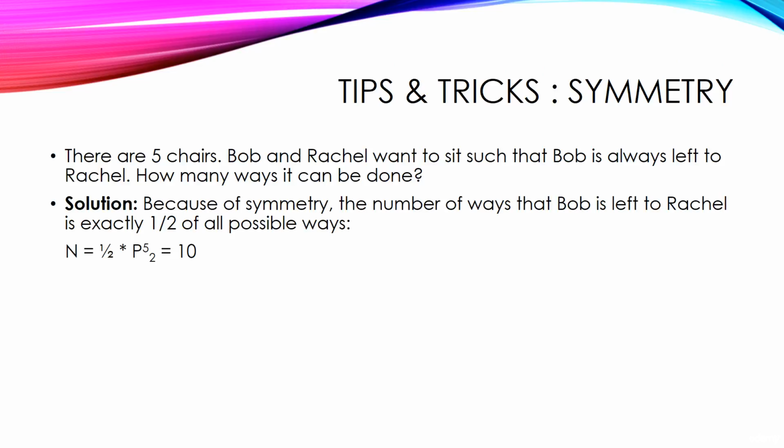Some tips and tricks to remember: symmetry. Let us look at one example using this. There are 5 chairs. Bob and Rachel want to sit such that Bob is always left of Rachel. How many ways can it be done? Because of symmetry, the number of ways that Bob is left of Rachel is exactly half of all possible ways, which is n is equal to half times 5P2, which is equal to 10.